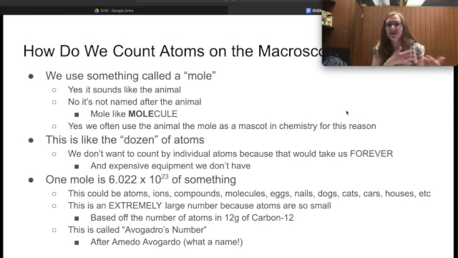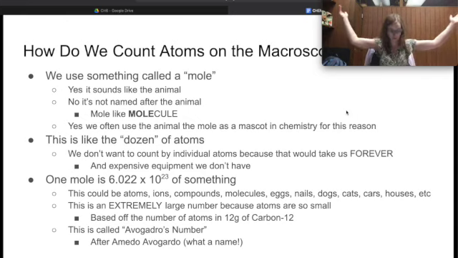We don't want to count those individual atoms. It's going to take us forever. And we don't have scanning electron microscopes to be doing this with all the time, right? We can't count individual atoms. So how do we track these things? How do we think about it? Well, a dozen is 12. 1 mole is 6.022 times 10 to the 23rd of something. This could be atoms, ions, compounds, molecules, eggs, nails, dogs, cats, cars, houses, what have you.